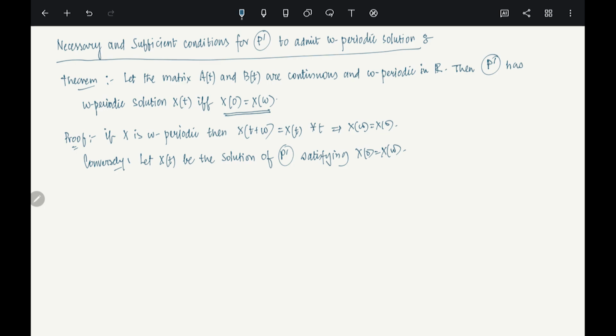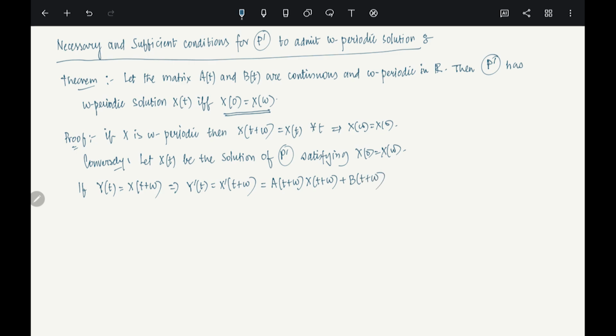Okay. So to do that, we define y of t, it will be much better to put it this way, y of t equals x of t plus w. If we define it like this, then since x is a solution of this problem, y also solves this problem. See, y prime of t is nothing but x prime of t plus w. Clear? This is just the chain rule, right? Now, what is x prime of t plus w? It is nothing but a of t plus w times x of t plus w plus b of t plus w. I hope this is clear.